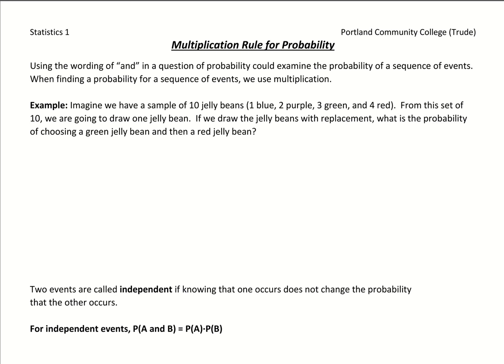When we use the word "and" to signify a sequence of events, we use a multiplication rule. So we see the word "and," but it's more like "and then." We want to find the probability of event A and then event B. So we want to find the probability of certain events happening in a certain sequence. And to do that, we multiply the probabilities.